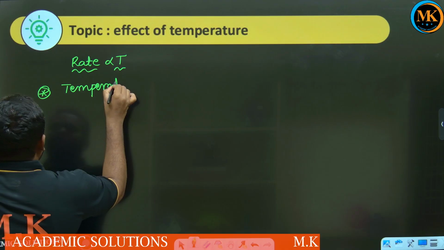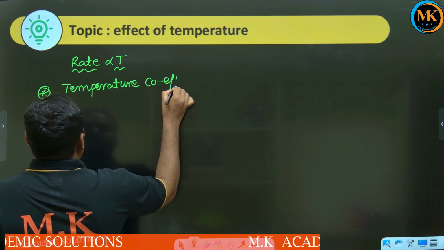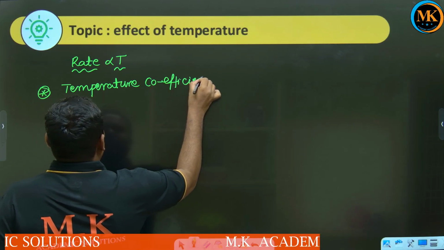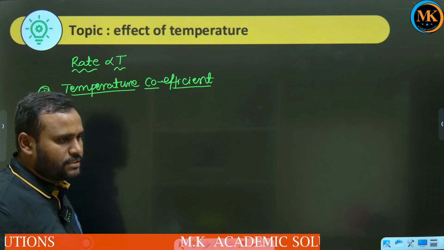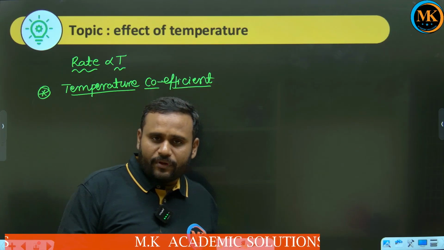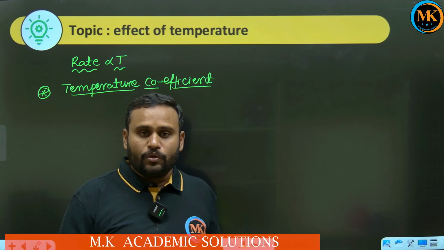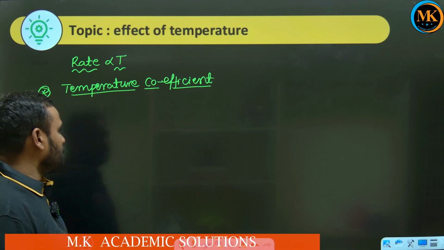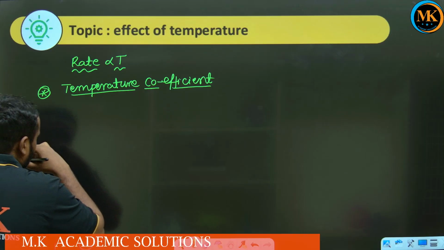We have one term, that is temperature coefficient. So here, what is the temperature coefficient? For every 10 degree rise in temperature, rate of reaction and rate constant approximately become 2 to 3 times. That is known as what, children? Temperature coefficient. Okay, what is the definition of temperature coefficient?